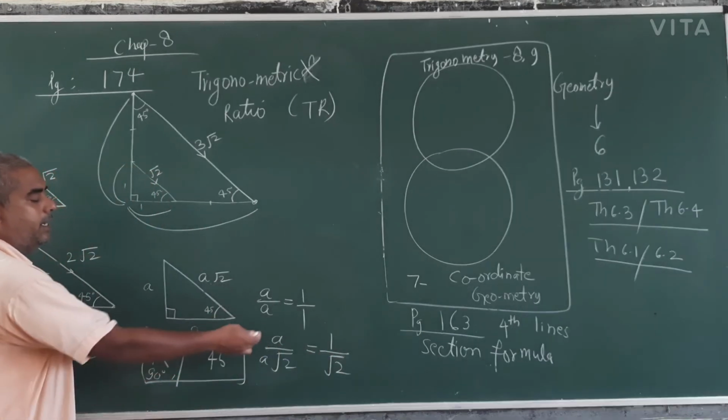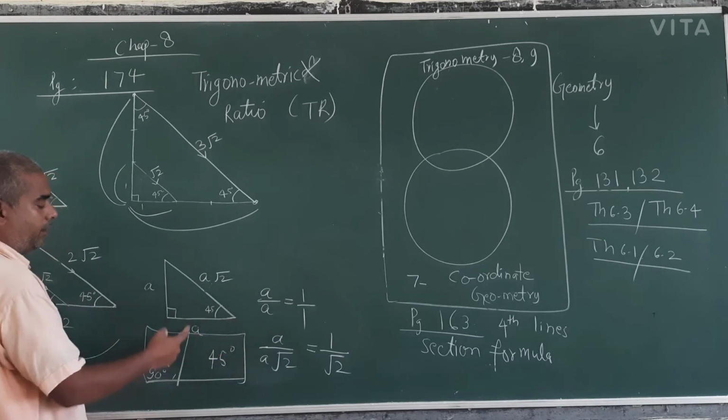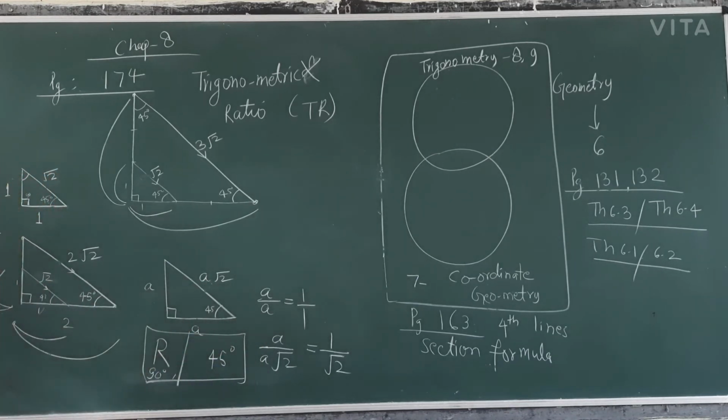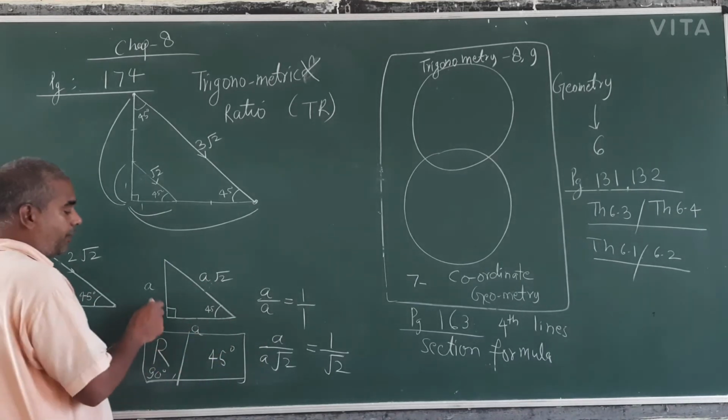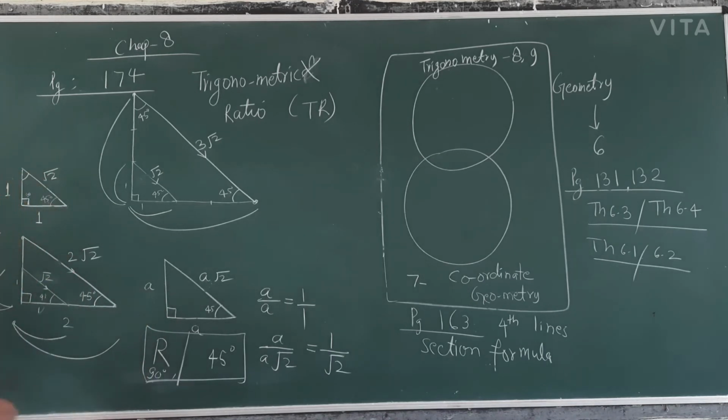This A will be cancelled out. You may take also this one. So we can have 3 times of ratio, 3 times of ratio. These all are similar triangles, chapter number 6. So let me write all these in the format of chapter number 6.